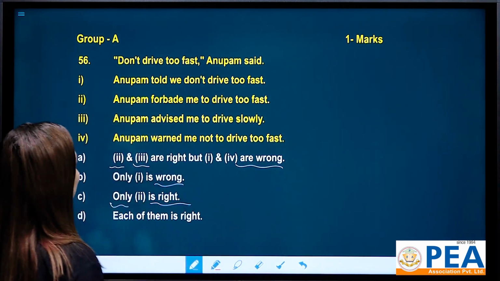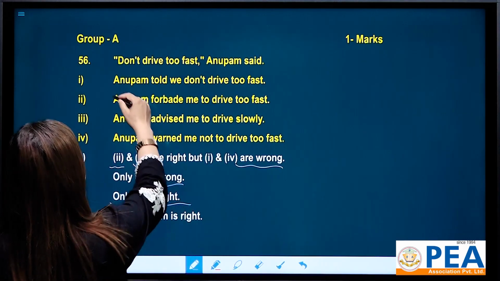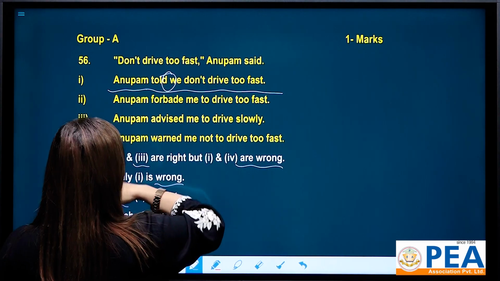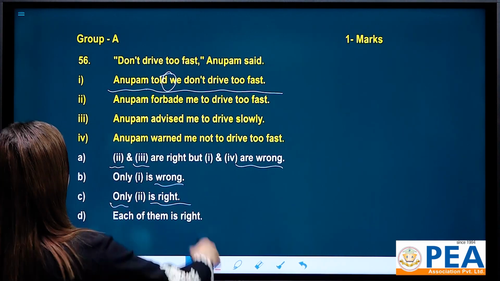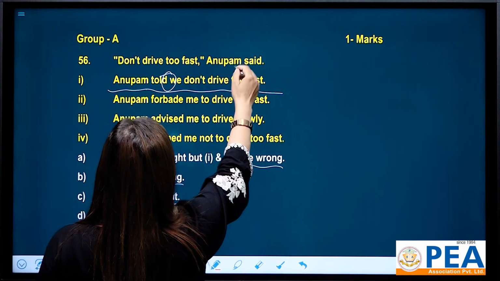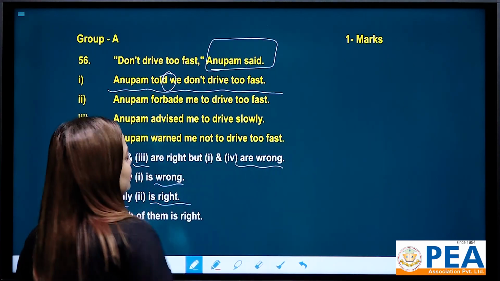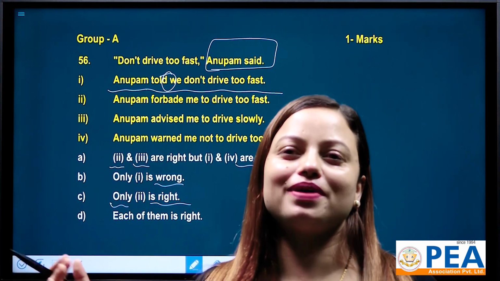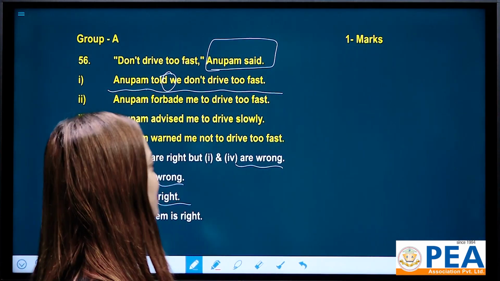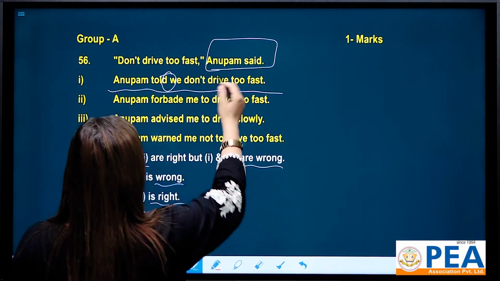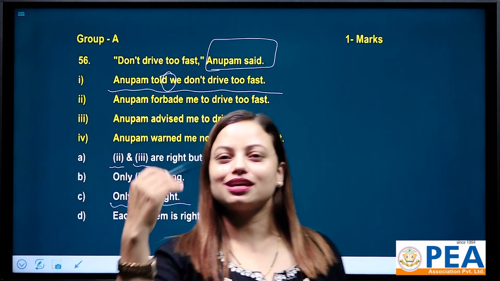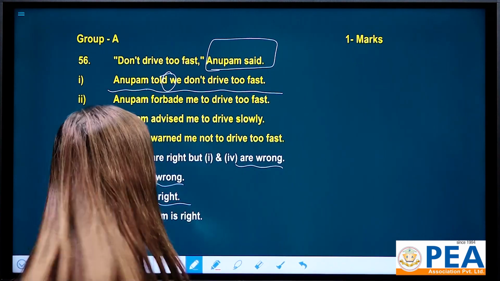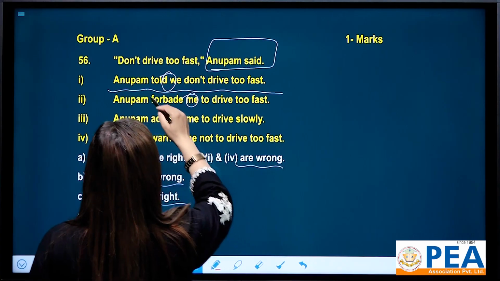We have to read all these options. Anupam told we don't drive too fast. Oh, this is wrong. Anupam told, where is your conjunction? Okay. And don't drive too fast, Anupam said, right? So this question is from imperative sentence, right? In terms of imperative sentence, he is asking you. Okay, he is asking me perhaps. So you have to write down me there. So here there is no me. That's why this is wrong.